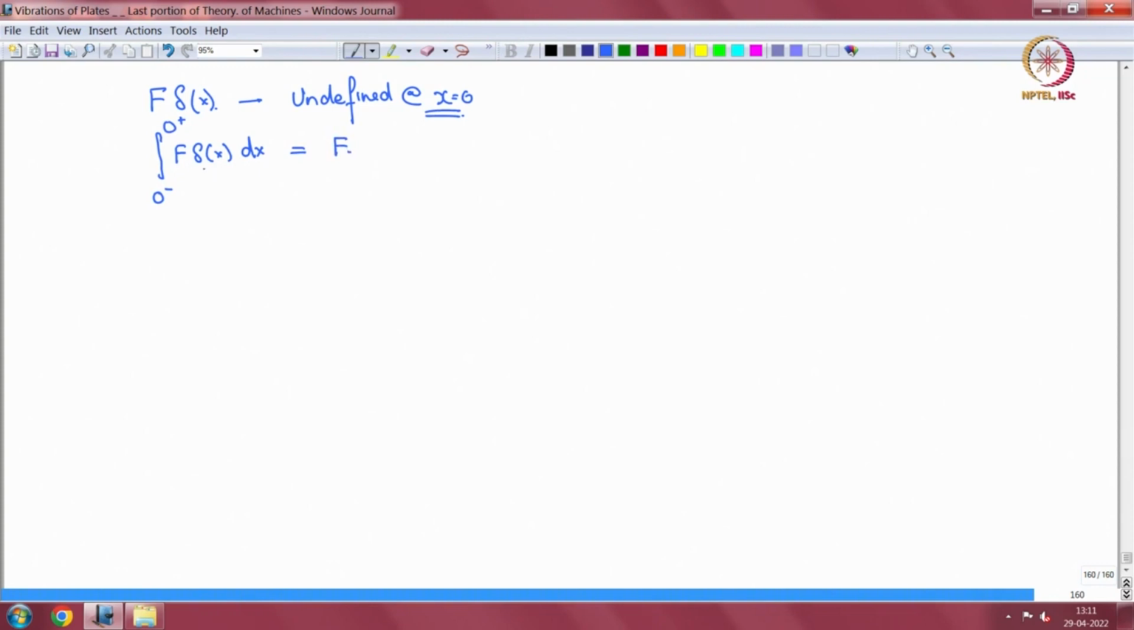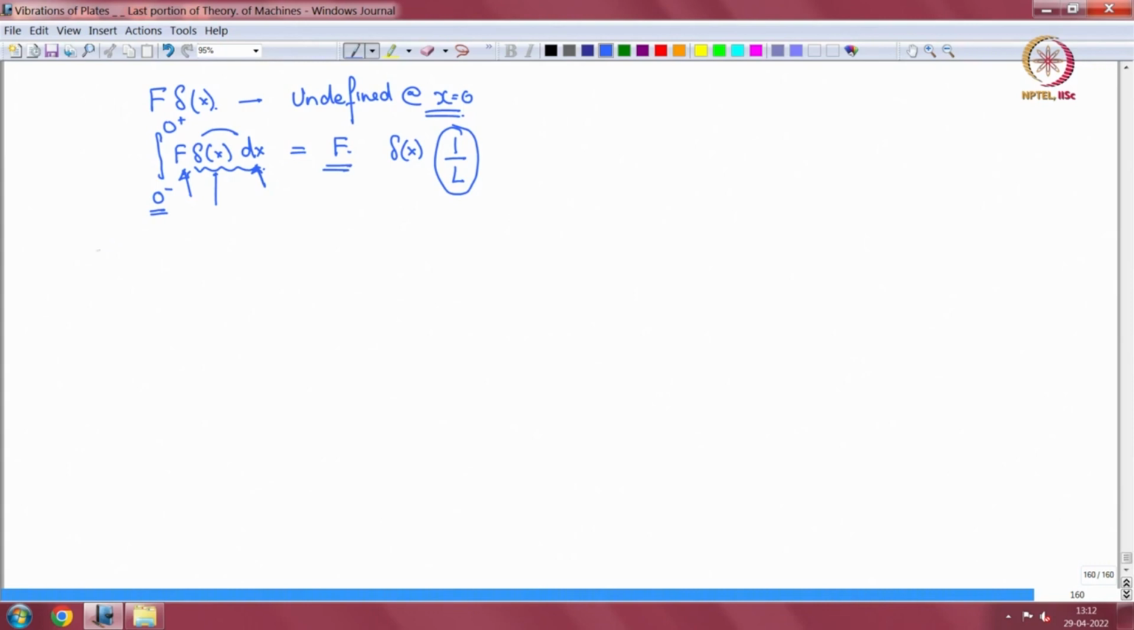That means the integral of delta over 0 minus to 0 plus is 1. So now, if f times dx integrated is equal to f, then the delta x has units of 1 by length, or 1 by x. There is f over here, there is dx over here. So if f times dx is a unit, but after integral it is still f, therefore delta x must have 1 over dx units, 1 over length units.